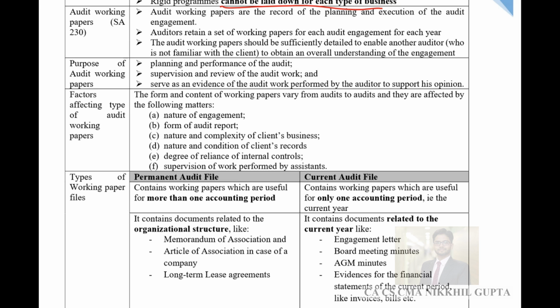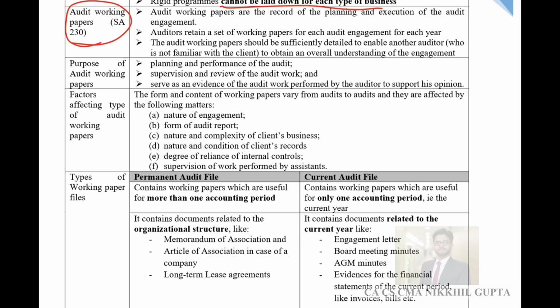Now the third step of audit is actual execution. And during execution, we need to prepare audit working papers. These working papers should disclose the methods which are followed by us, the things which are followed by us to perform an audit.